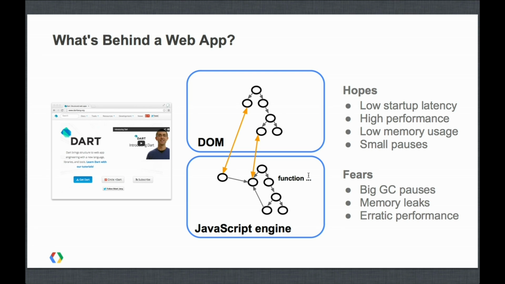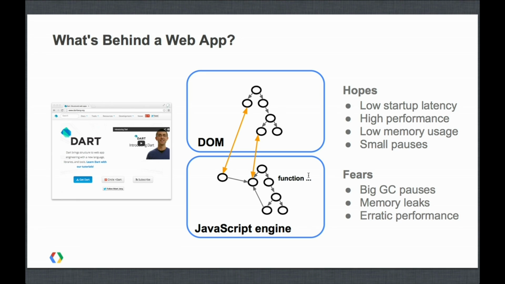We all hope that when you develop a web application, you have low latency, so it comes up fast and there are no pauses. It has high performance, and it also has low memory usage, so you don't end up swapping when you run the application. And then, of course, small pauses if you do animation. But there are still big fears when you run a web application, right? If the object heap is too big, you can get very large GC pauses, and you can have a memory leak. So having a web application that runs for weeks and suddenly runs out of memory is not very pleasant for the user. And sometimes you get erratic performance behavior for no good reason. These are some of the issues people are concerned about when writing for the web.